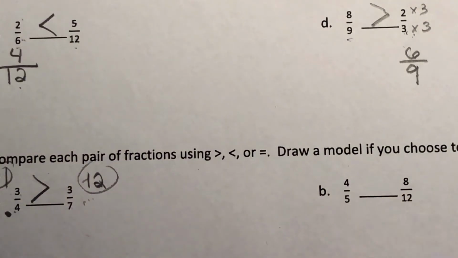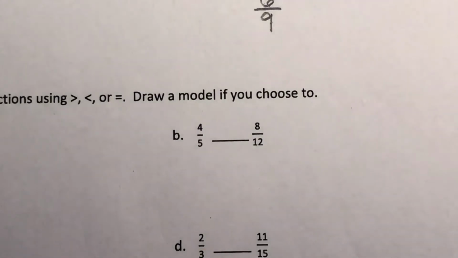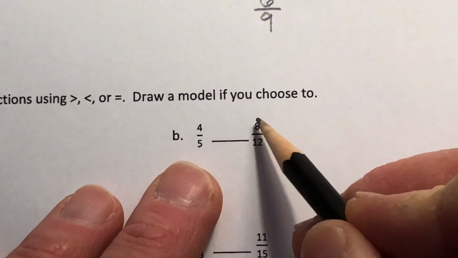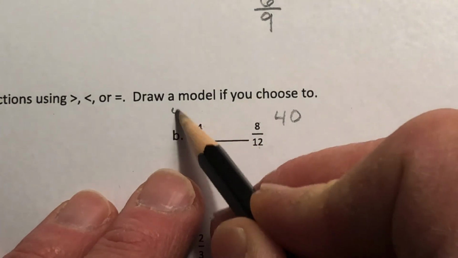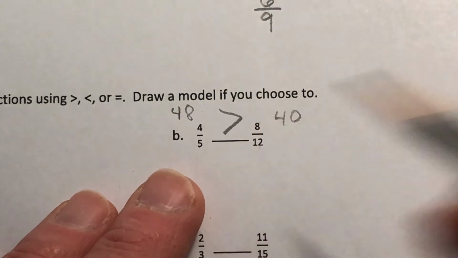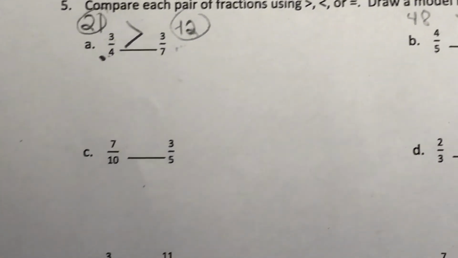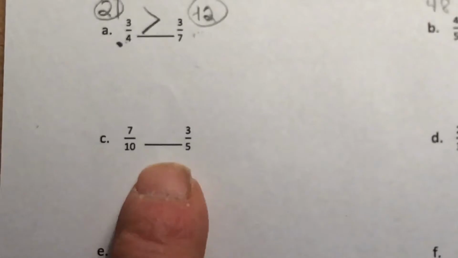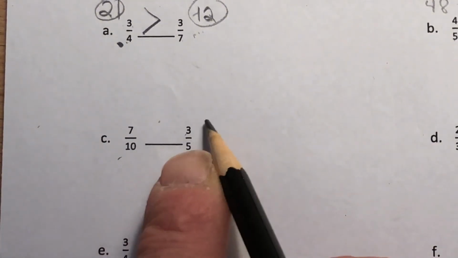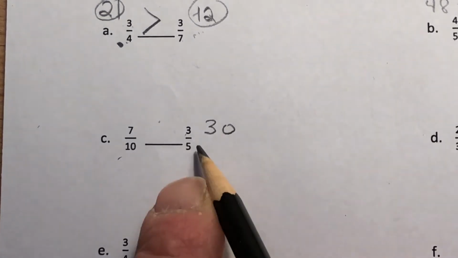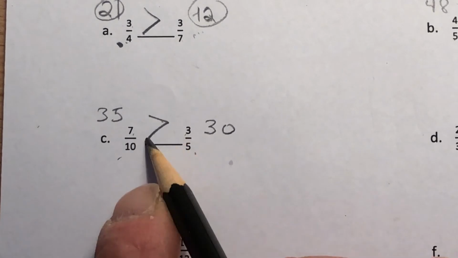4/5 and 8/12. All right, this one could be a little bit tougher, all right? So let's check it out. 5 times 8 is 40. 12 times 4 is 48. 48 is more than 40. All right, let's check out this one. 7/10 and 3/5. Let's try cross multiplication. 10 times 3 is 30. 5 times 7 is 35. 35 is greater than 30.